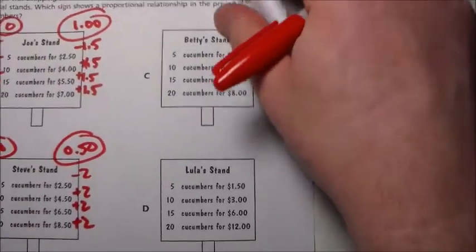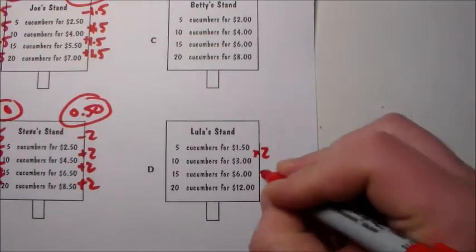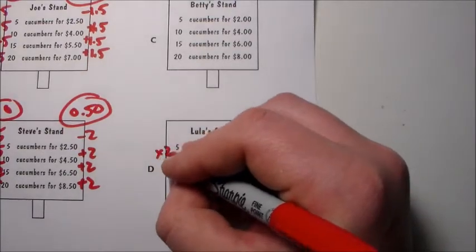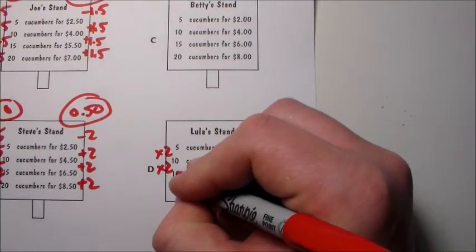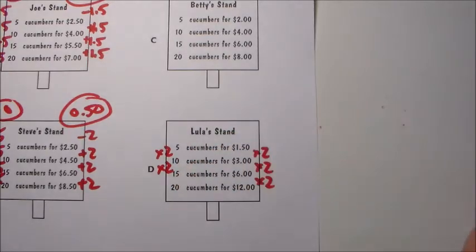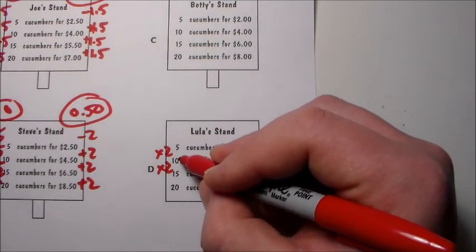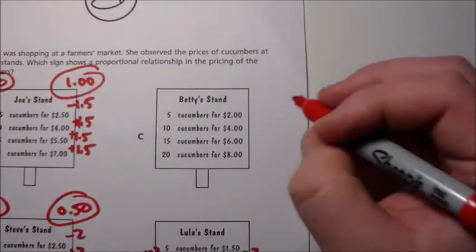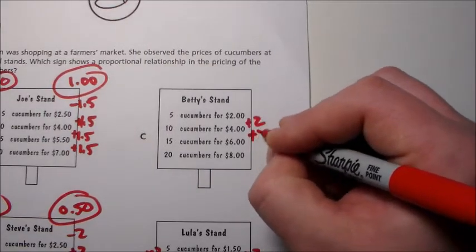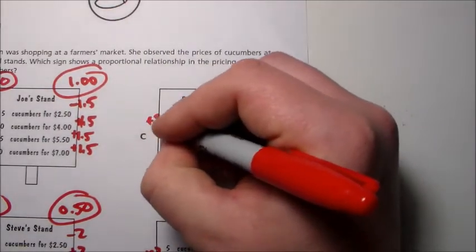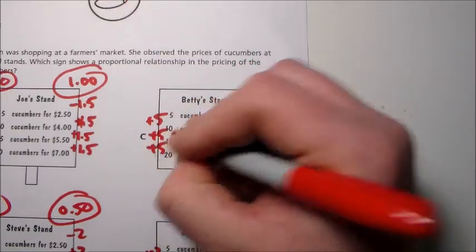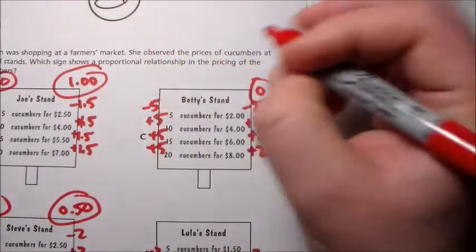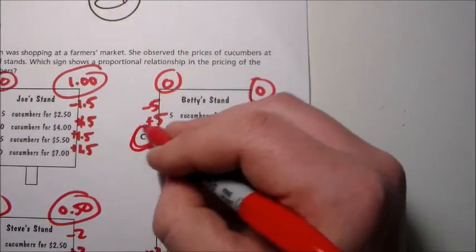Okay, what about D? D has times 2 here, times 2 here, times 2 there. That's a constant pattern. And we have times 2 to get from 5 to 10, times 2 to get from 10 to 20. Uh-oh, that doesn't work, right? Because times 2 would not get us from 10 to 15, it would get us from 10 to 20. So that's no good. Okay, what about over here? Plus 2, plus 2, plus 2, that works. Plus 5, plus 5, plus 5, that works. Minus 2 gets us to 0. Yeah, that's good. Minus 5 gets us to 0. Yeah, that's good. Okay, that's our answer.